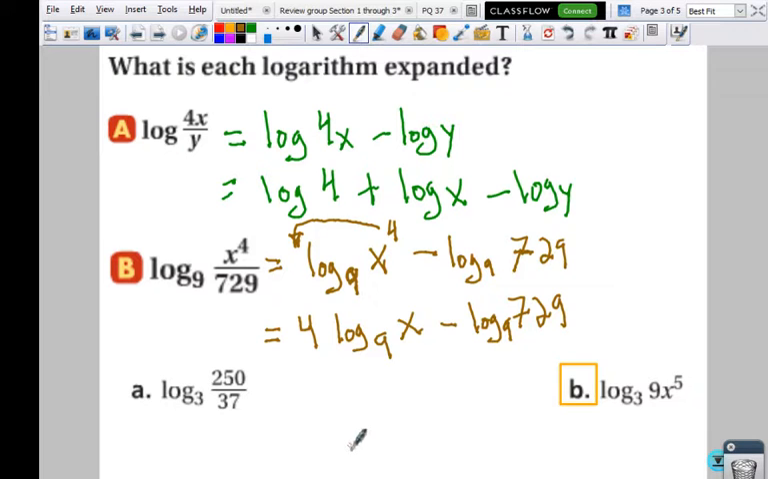Okay, still not getting this one. No, I'm just kidding. All right. We're not going to get to the solving part of this, are we? Not until next month.